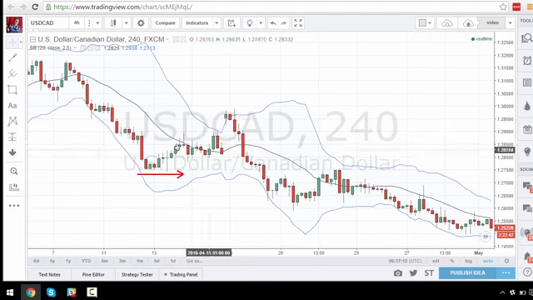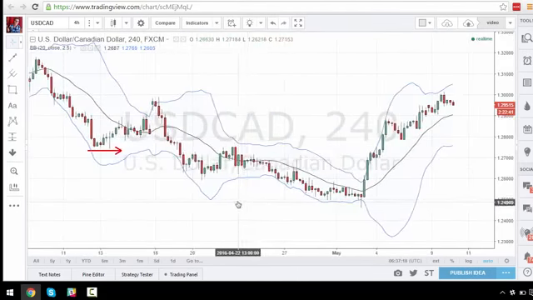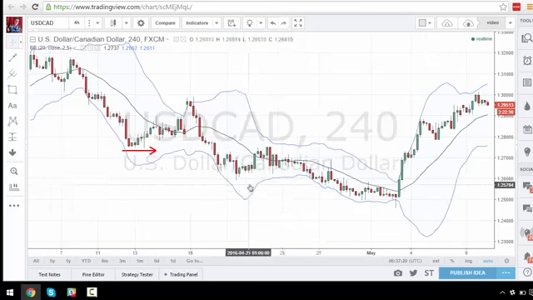And then the final piece is I always look for the breaks of the moving average, because you can see, especially here's a nice example, we were in this downtrend.